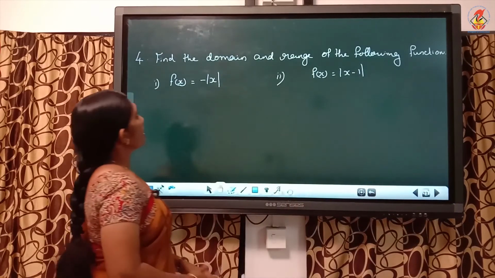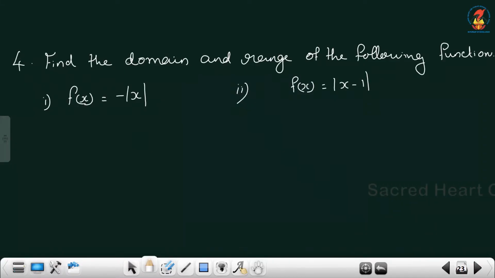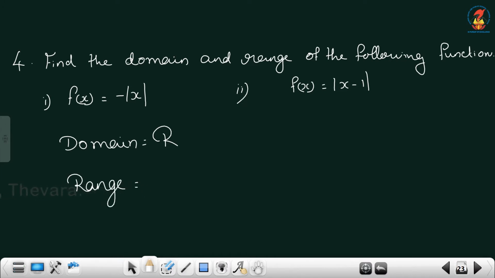Now the next one is, find the domain and range of the function. It's a modulus function. For a modulus function, domain is the set of real numbers and range is 0 to infinity. 0 is closed, infinity is open. Here we have a negative sign. Domain means the set of x values, which values you can give to this x. You can give any real number, no restriction for that. But what is the range? Usually, the modulus function range is 0 to infinity.